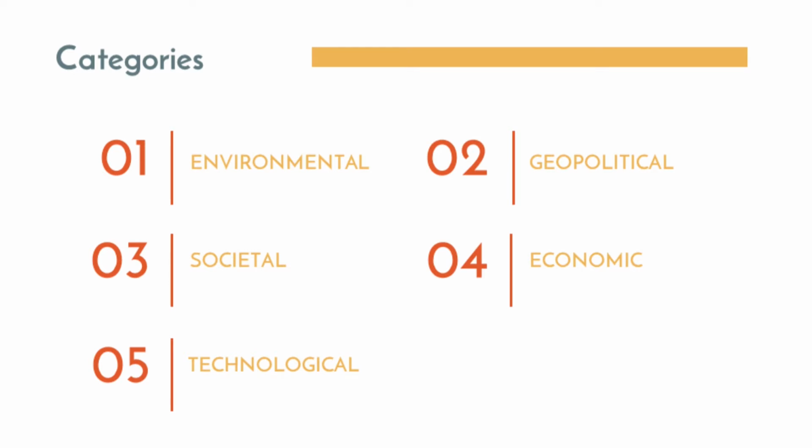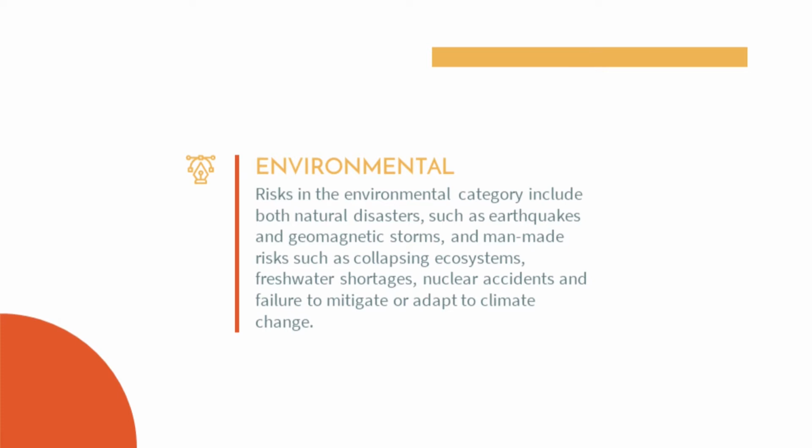There are 5 main categories of global risk. Firstly is environmental, second is geopolitical, third is societal, fourth is economic, and lastly is technological. Okay, first, environmental risk. Risks in the environmental category include both natural disasters such as earthquakes and geomagnetic storms, and man-made risks such as collapsing ecosystem, freshwater shortage, nuclear accident, and failure to mitigate or adapt to climate change.